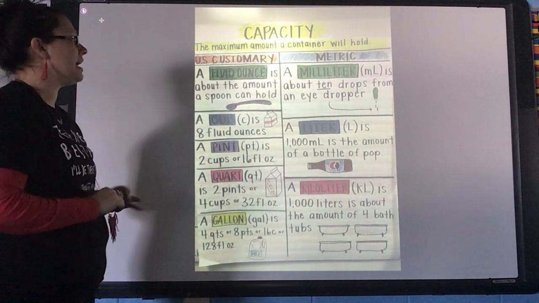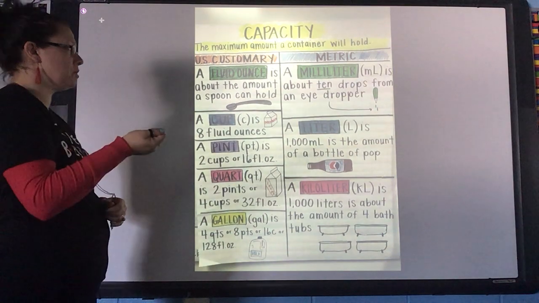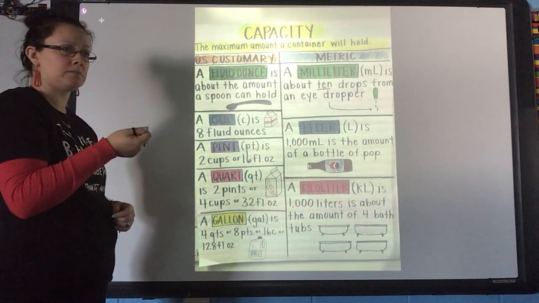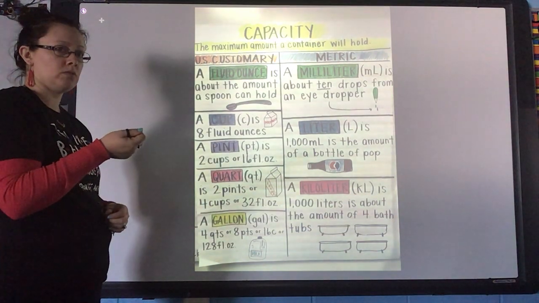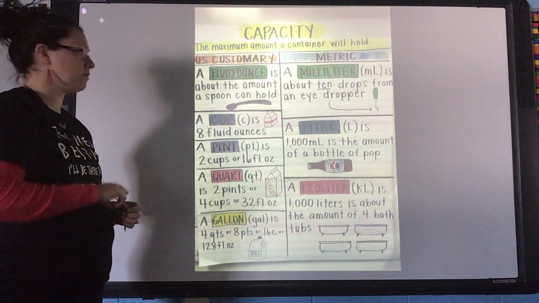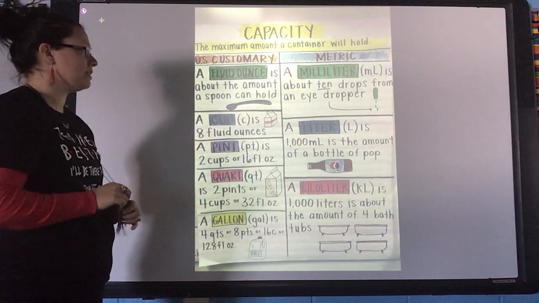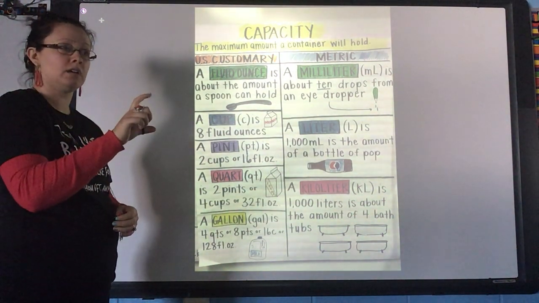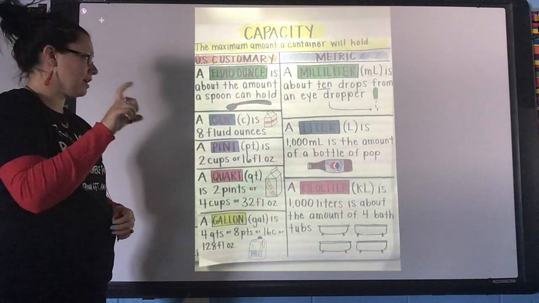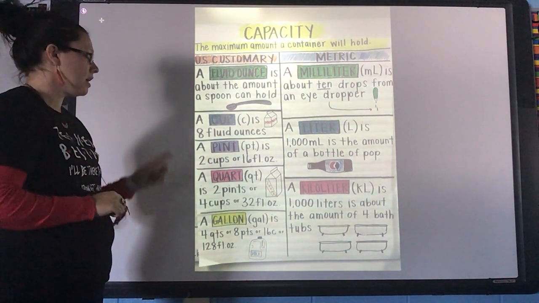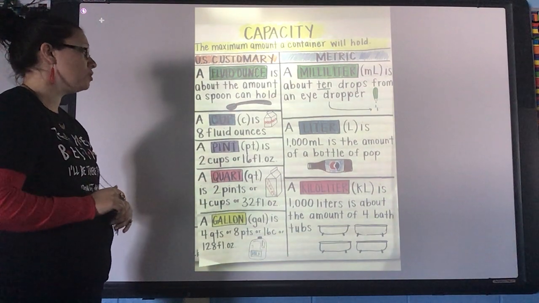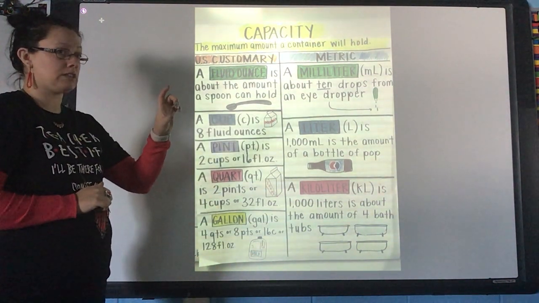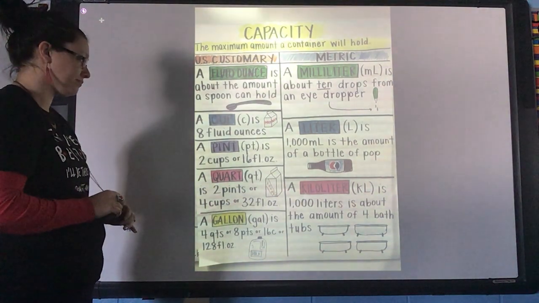So a fluid ounce, okay, if you take a spoon, the amount that you can hold on a spoon, that's about 1 fluid ounce. Anything that you could put on a spoon, 1 fluid ounce. A cup is about the size of your milk cups at school. Those little cartons that you can buy, chocolate milk, white milk, okay? That's about 1 cup. A pint is 2 cups, okay? So if you took 2 of your milk cartons at school, that's about a pint.